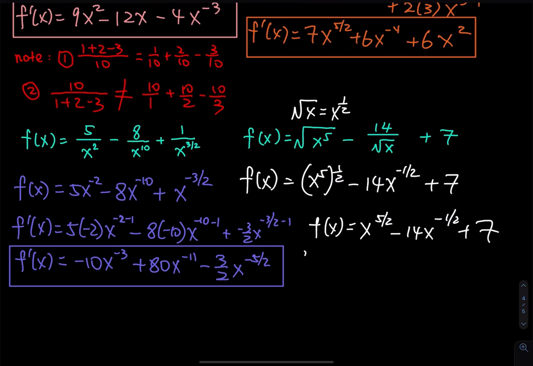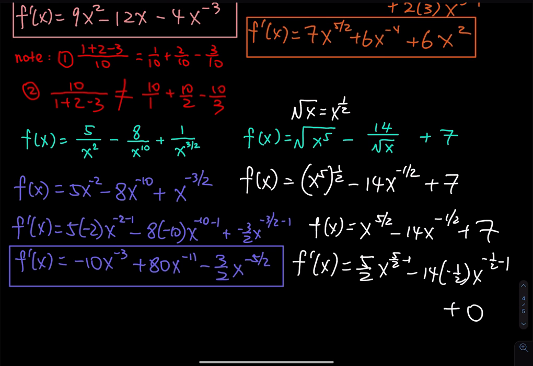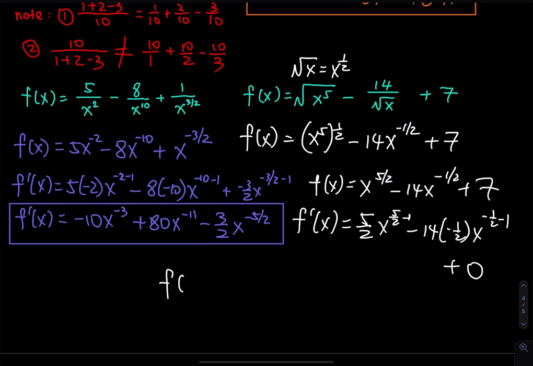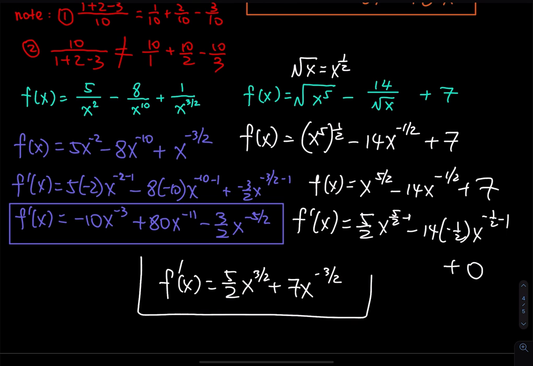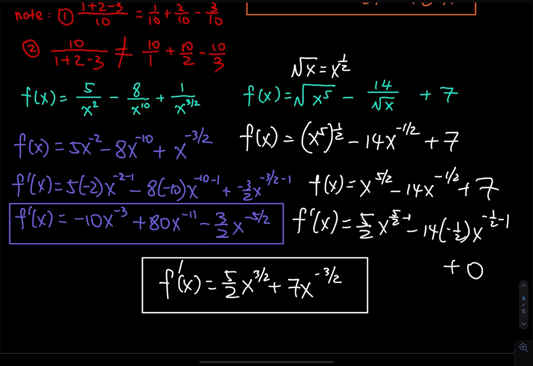And then take the derivative, f prime of x. So we bring the 5 over 2 down, and then 5 over 2 minus 1. 5 over 2 minus 1. And then we bring the negative 1/2 down. And then we have negative 1/2 minus 1. And then the derivative of 7 is equal to 0. And then finally, we have f prime of x, 5 over 2, and then x raised to the 3 over 2, plus 7x to the negative 3 over 2, and then plus a 0. But we don't write a 0, right? So this is the derivative of the fourth function.